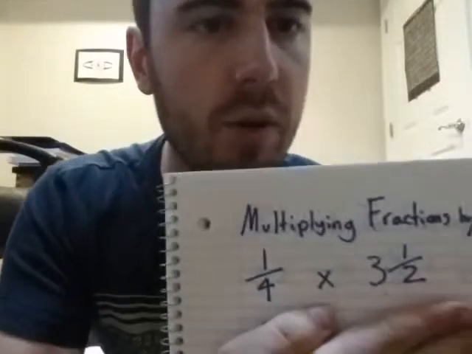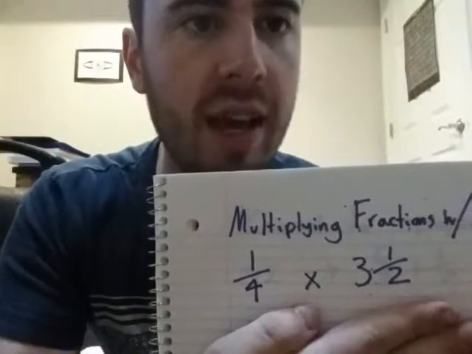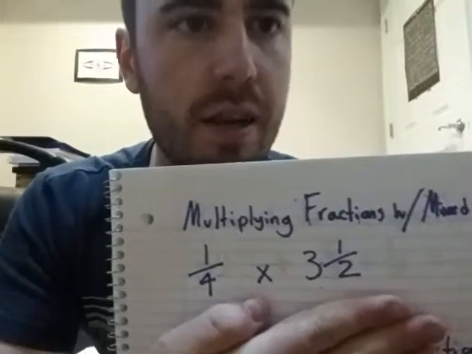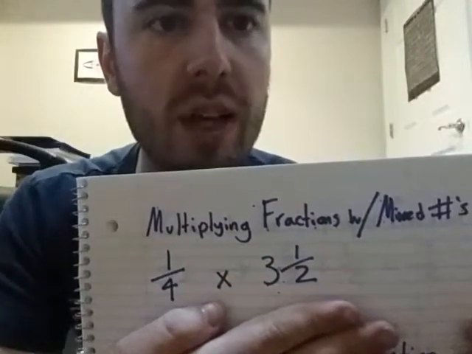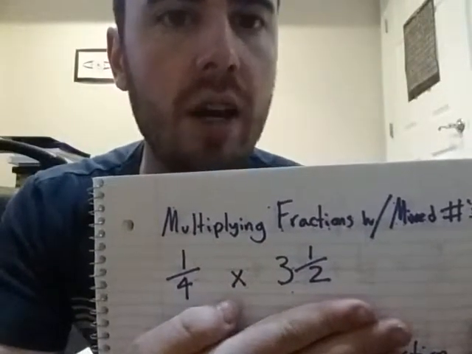Hi guys, I am doing a video on something that I feel like a lot of you guys are still having a little trouble with. So it is multiplying fractions with mixed numbers, okay? I'm going to show you an example of what that looks like here. So here's a fraction, 1/4, and here's a mixed number, which is 3½, okay?